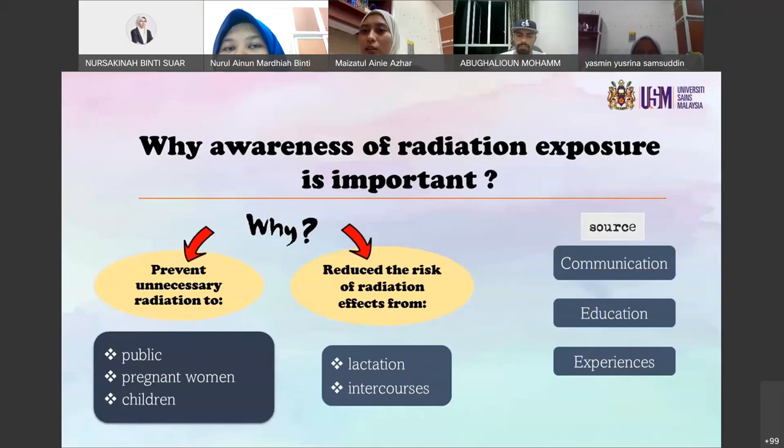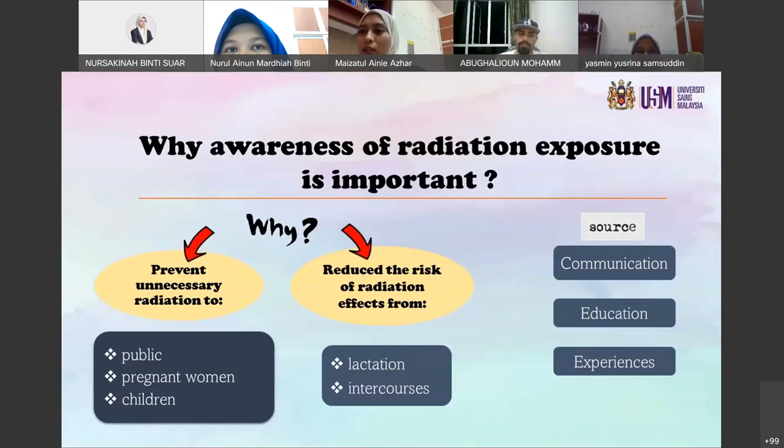And the second benefit is that we can reduce the risk of radiation from lactation and intercourse. The risk of exposure from lactation could result in deterministic effects. Where they can get the source of the awareness is by having good communication between patient and physician during the counseling sessions, from education and based on their past experience.